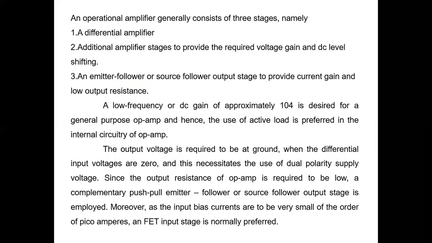So let's see the three stages in a short way. First one is a differential amplifier. Second, additional amplifier stages to provide the required voltage gain and a DC level shifting. Third one is an emitter follower or source follower output stage to provide the current gain and a lower output resistance. A low frequency or DC gain of approximately 10^4 is desired for a general purpose op-amp, and hence the use of active load is preferred in the internal circuit of op-amp.